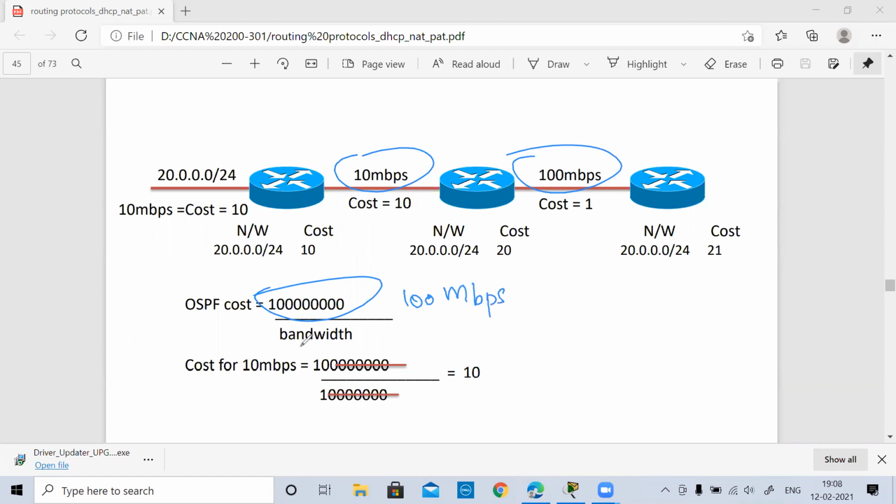Okay, and whatever bandwidth you have to put in, the calculation of cost is the reference bandwidth divided by the selected bandwidth. The reference bandwidth is considered as 100, and the selected one is whatever you want to calculate for your link. So if I say 100 mbps and this is 10 mbps, you divide this, and you will get the cost as 10. Similarly, over here you get the cost as 1, because 100 mbps divided by 100 mbps is going to be 1.